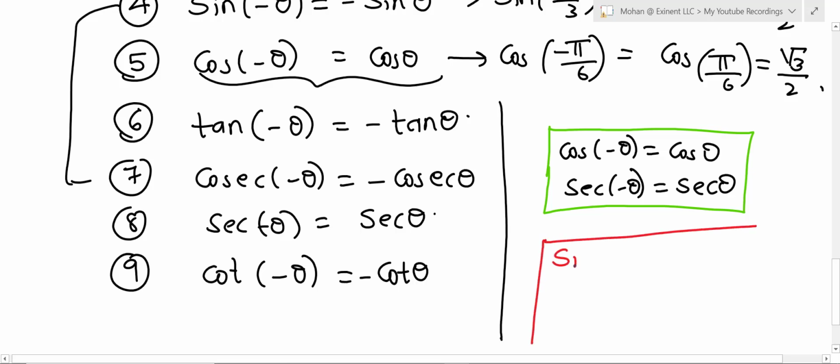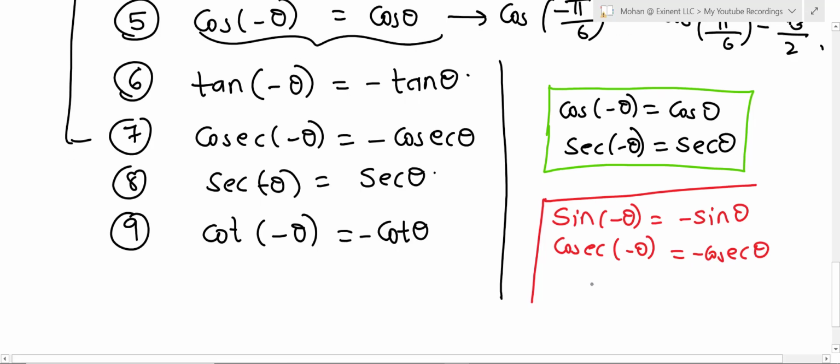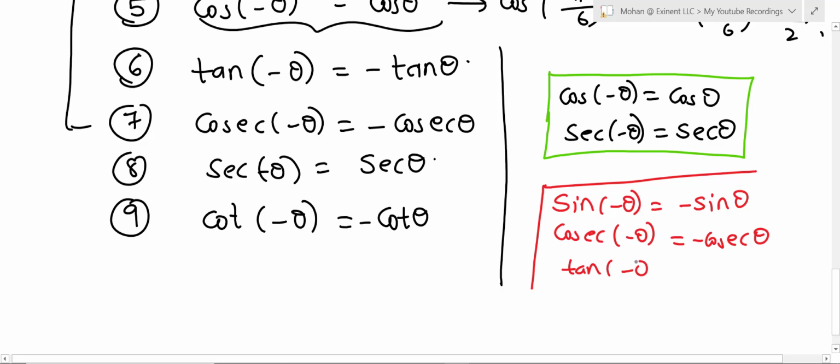Sine of minus theta is becoming minus sine theta, and of course its reciprocal, cosecant of minus theta, is becoming minus cosecant theta, and the remaining two are tan of minus theta, which is becoming minus tan theta, and cot of minus theta, which is becoming minus cot theta. So basically what you should remember is that for cos and secant, negative angles will become plus, and the rest all will become minus. Okay, we are done with this.